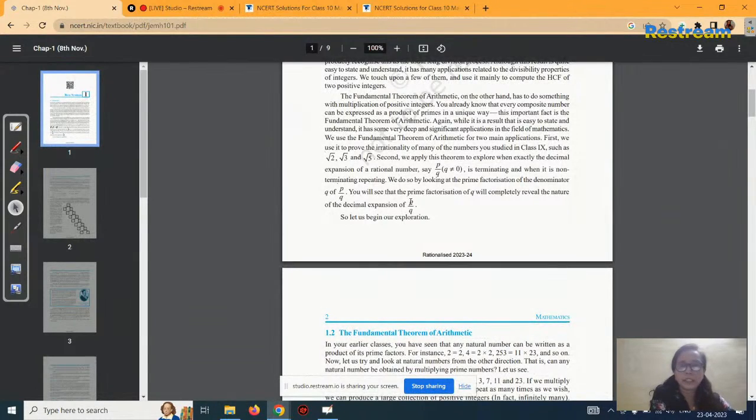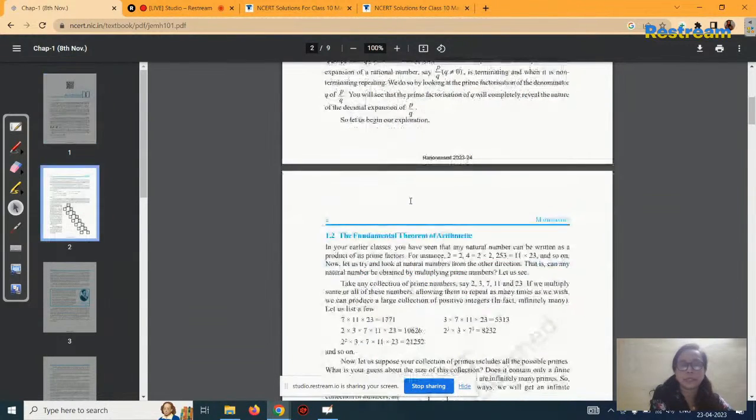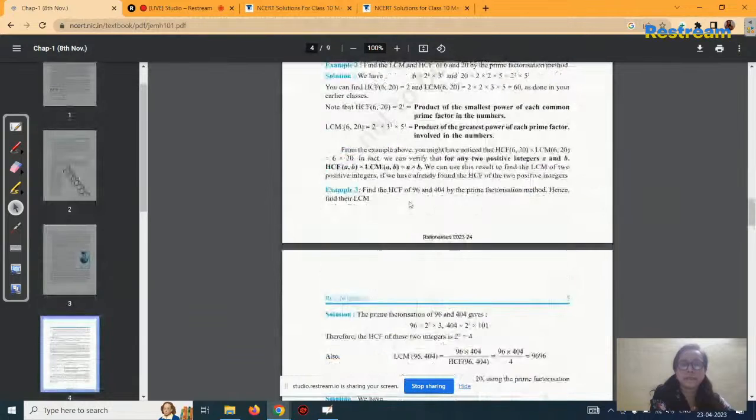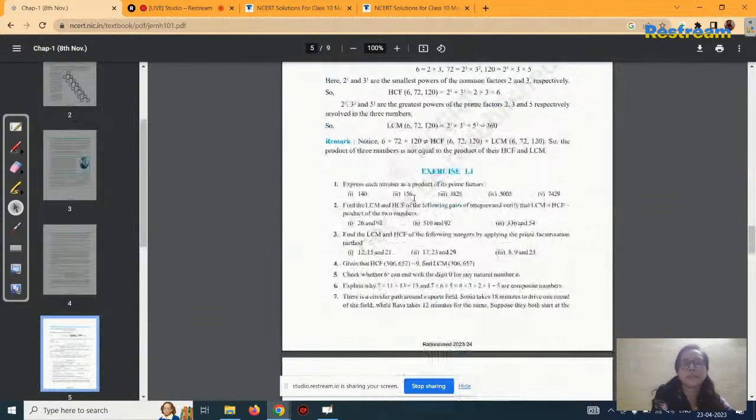And this is a new textbook, children. This is a new textbook. See, here we are starting from exercise 1.1. Actually in the old textbook we had one more, that is exercise 1.1.